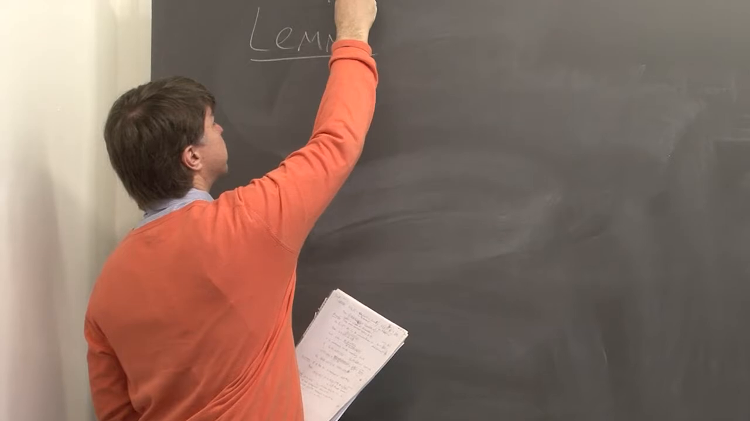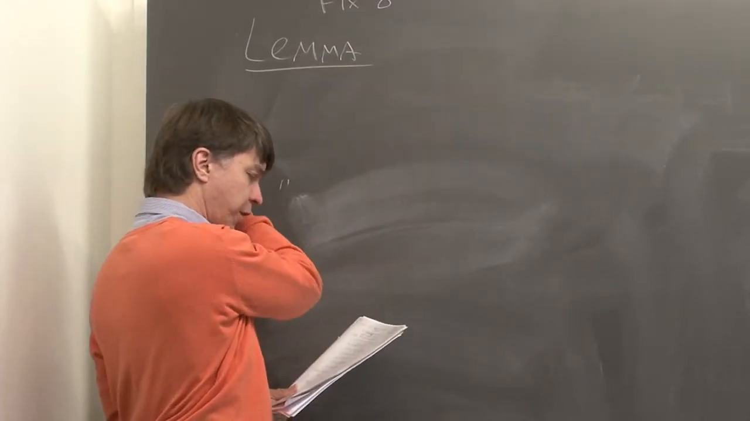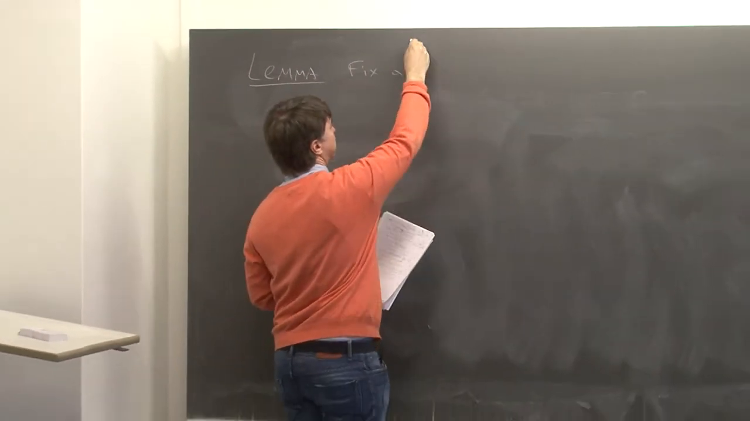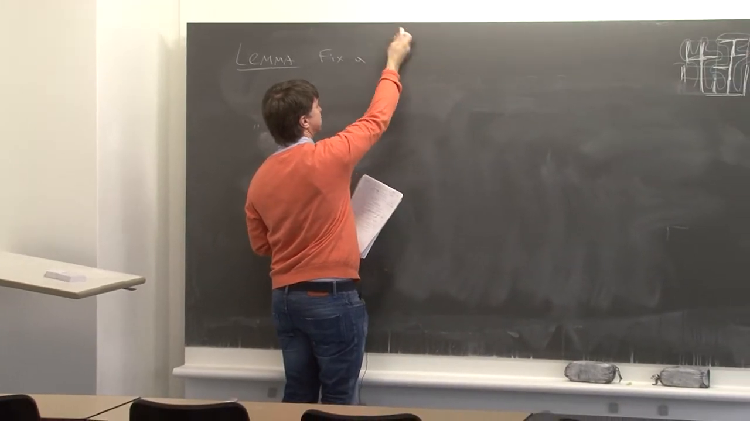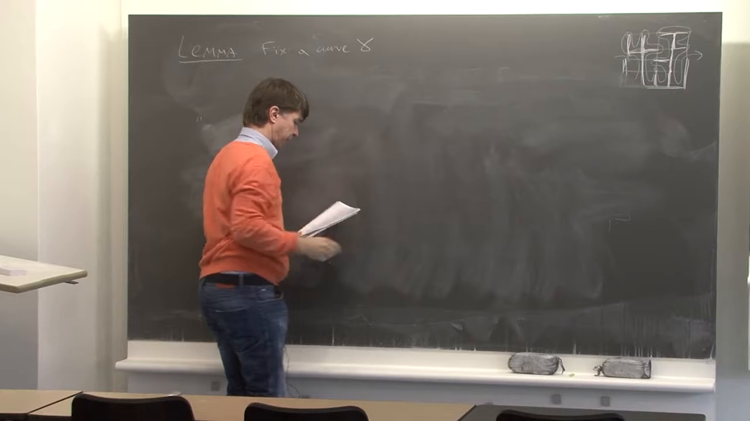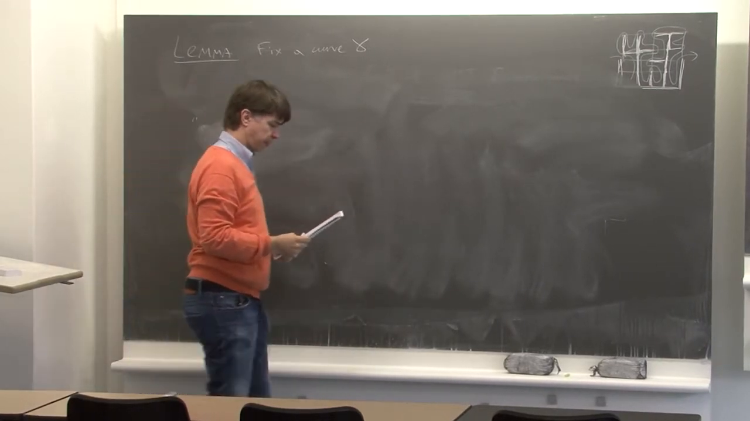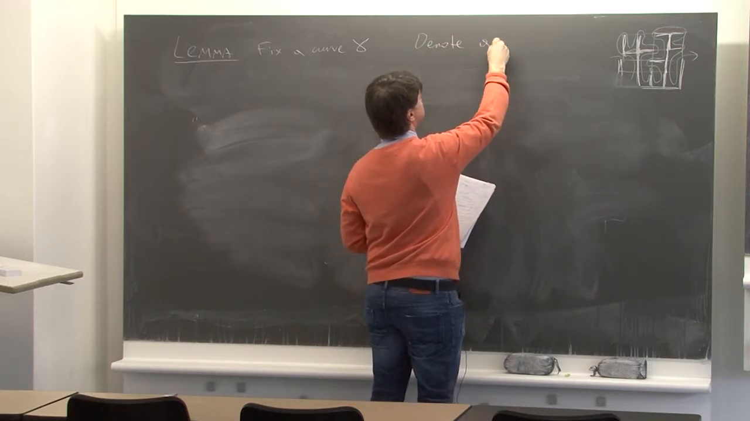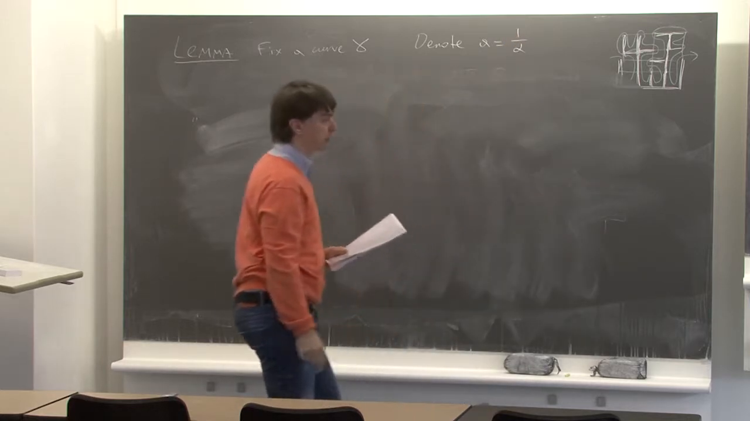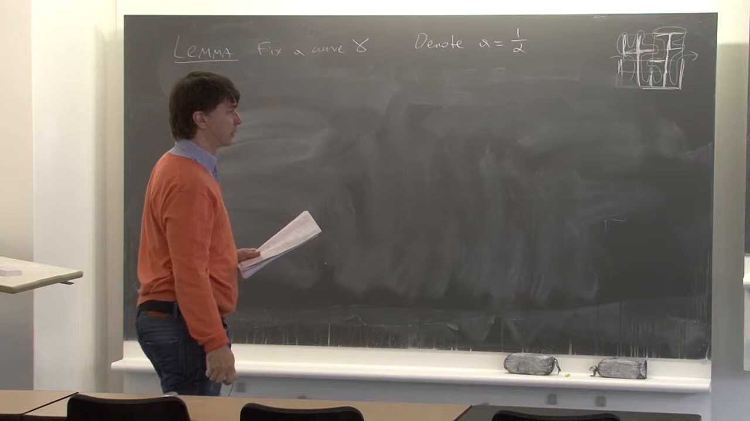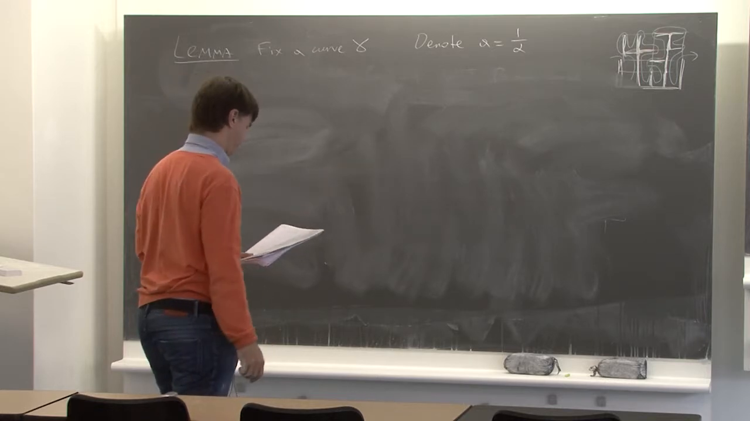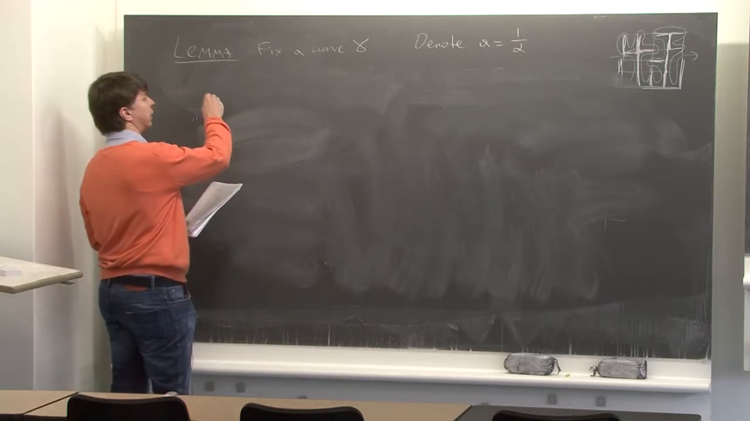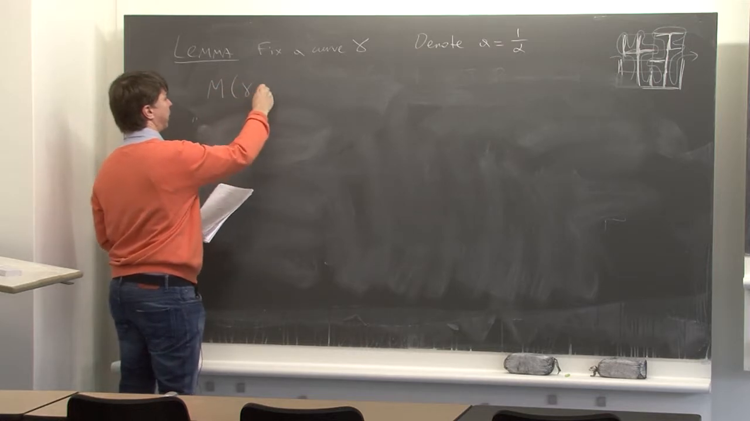I will do a few things. So let's fix a curve gamma. Let's first fix a deterministic curve gamma, so it's just one curve. Let's denote for simplicity by A 1/α. So it's that alpha which is there. Denote M of gamma and L.